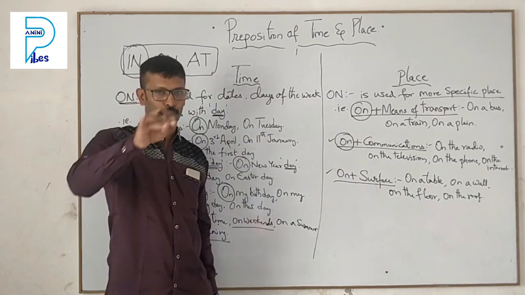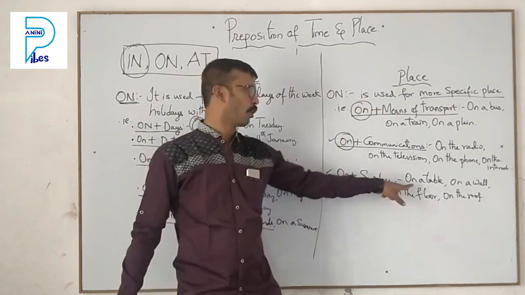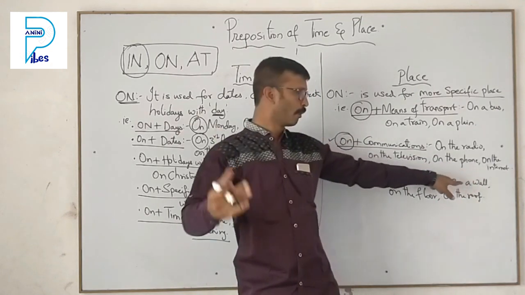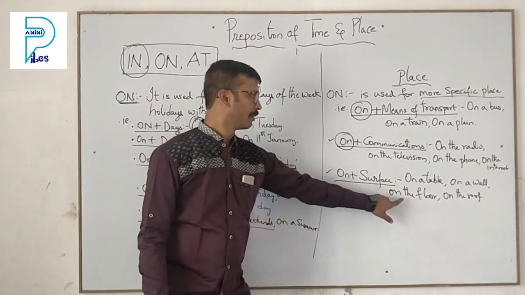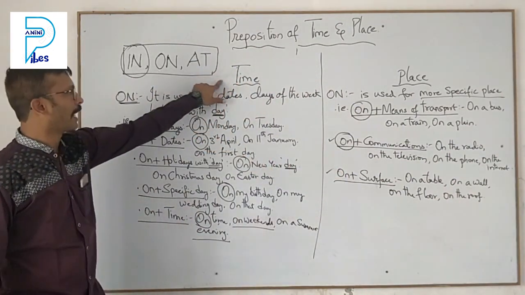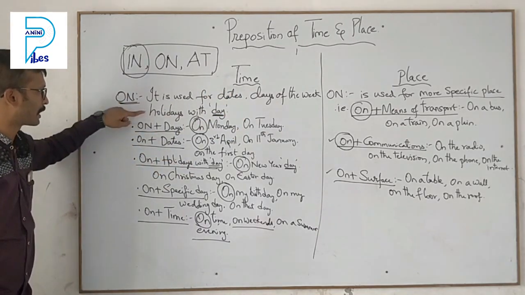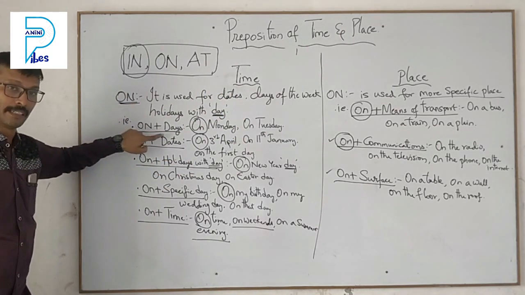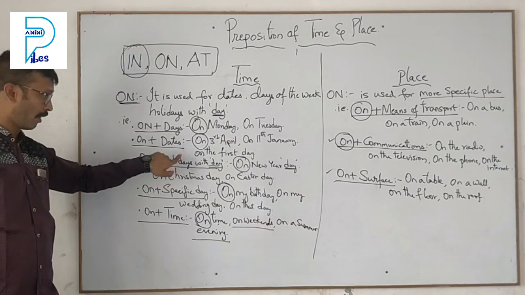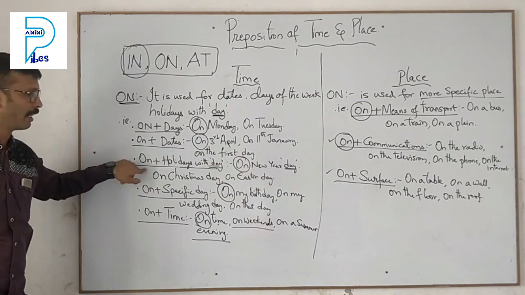जो भी surfaces होता है उसके ऊपर जो भी होता है we use on as a preposition of place, like on a table or on the table, on a wall or on the wall, on the floor, on the roof. So इस तरह on जो है टाइम और प्लेस दोनों के लिए यूज किया जाता है, लेकिन डिफरेंट फॉर्मेट्स में. तो on is used for days, dates, holidays with day. अच्छी तरह याद रखें, holidays के साथ day अगर जुड़ रहा है तो हम लोग यूज करते हैं on.